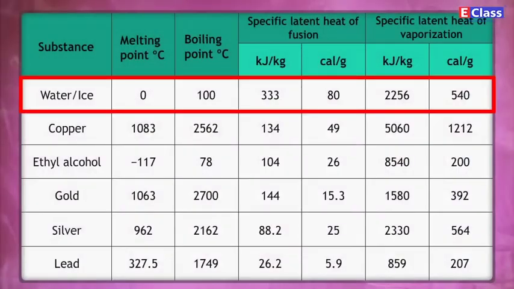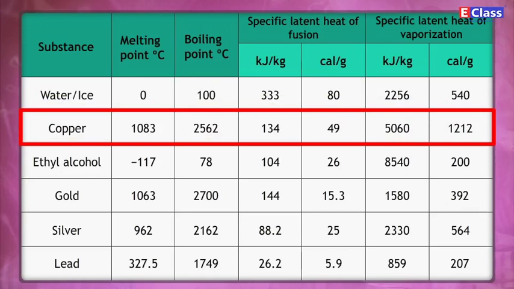Substance: water, ice. Melting point: 0 degrees Celsius. Boiling point: 100 degrees Celsius. Specific latent heat of fusion: 333 kJ per kg, 80 cal per gram. Specific latent heat of vaporization: 2256 kJ per kg, 540 cal per gram.